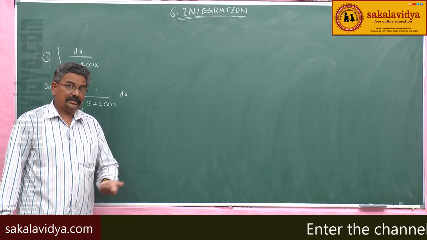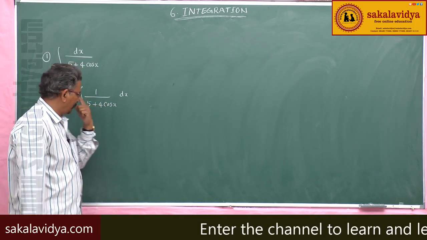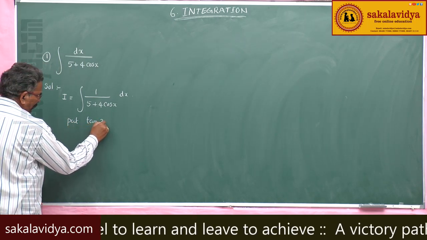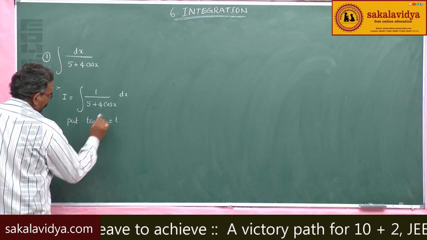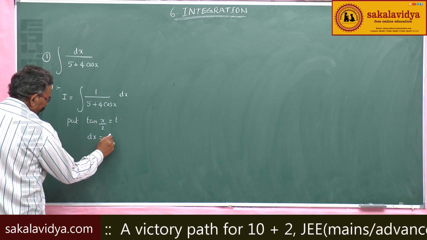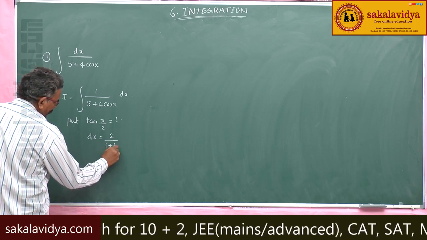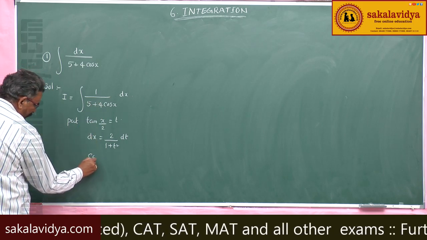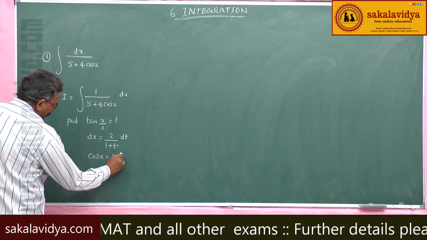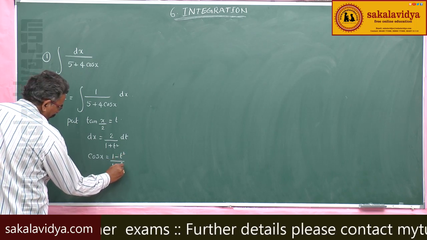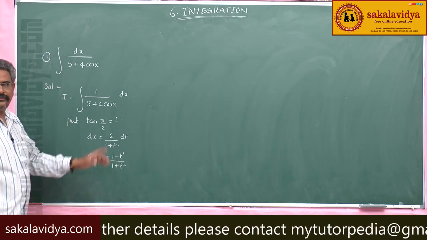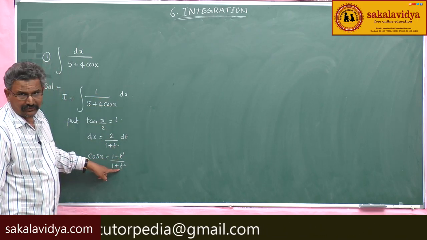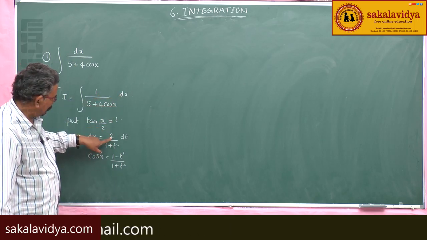Already, as we have discussed in the working rule session, put tan x by 2 is equal to t, dx is equal to 2 by 1 plus t square dt, and cos x is equal to 1 minus t square by 1 plus t square. That means if we say tan x by 2 is equal to t, cos x becomes 1 minus t square by 1 plus t square, whereas dx becomes 2 by 1 plus t square dt.